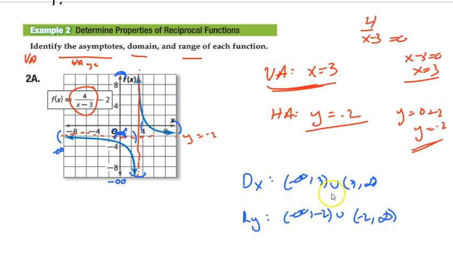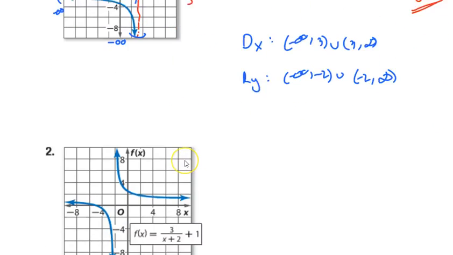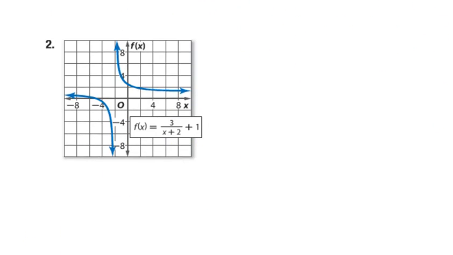That's the domain and range of that one. Let's do another one real quick now that we understand it. On this one, let's do the vertical asymptote. Again, there's two ways to do it. If you have the graph, you just look at this and set the denominator equal to 0. So x plus 2 equals 0 because you can't divide by 0. You solve it, x equals negative 2.